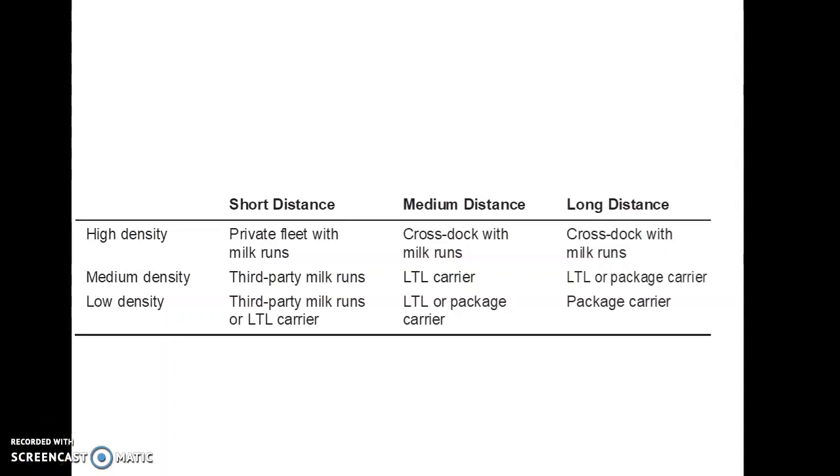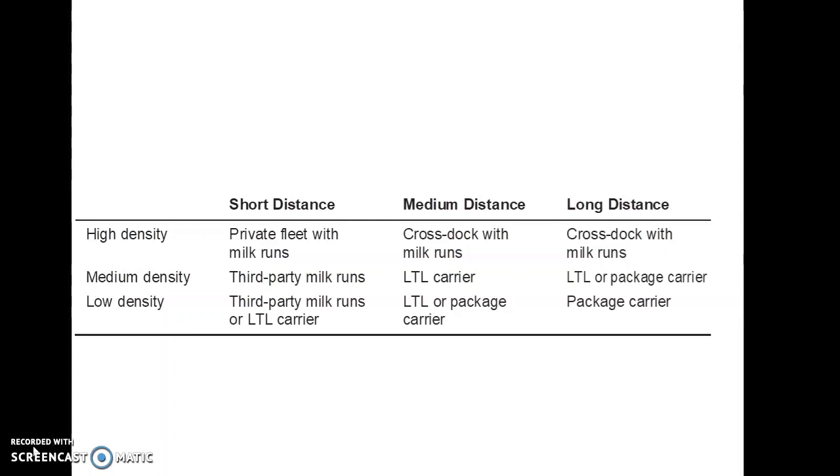This table shows the transportation method by considering customer density and distance. If you take the first row, high density with short distance, the option is private fleet with milk runs. High density with medium distance and long distance, we may go for cross dock with milk runs.